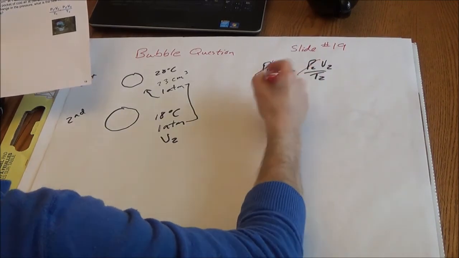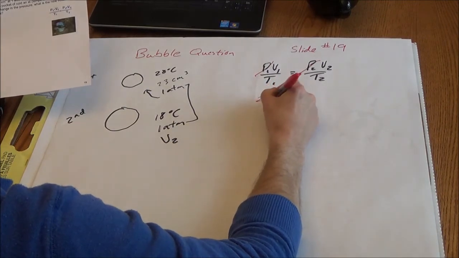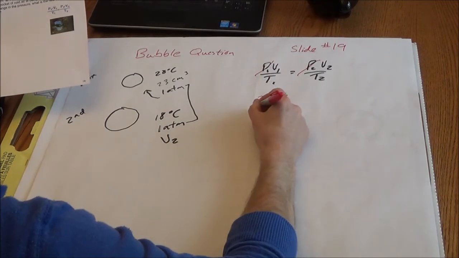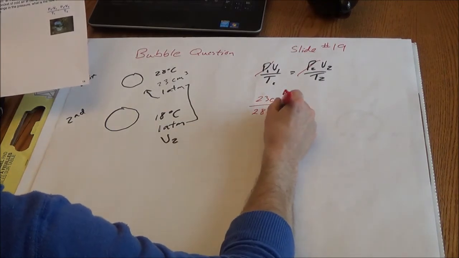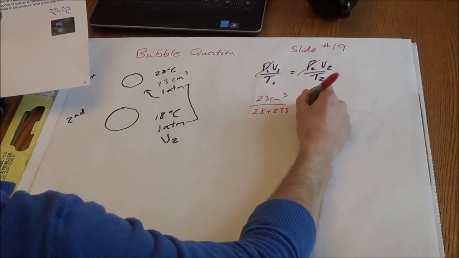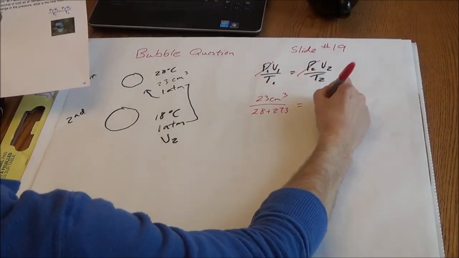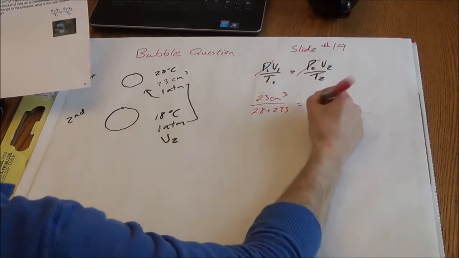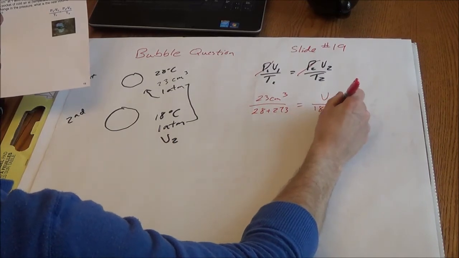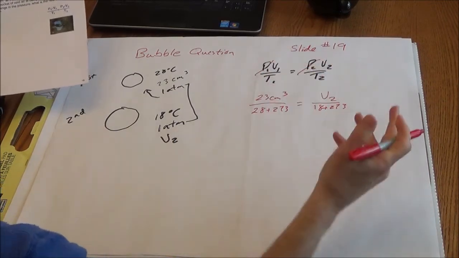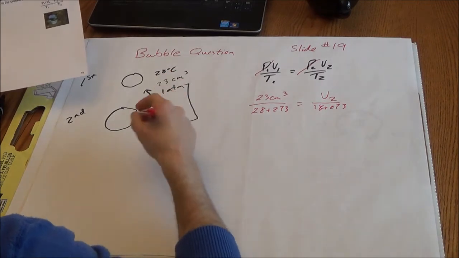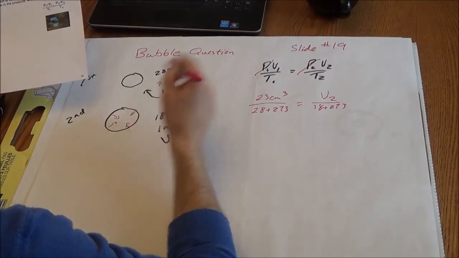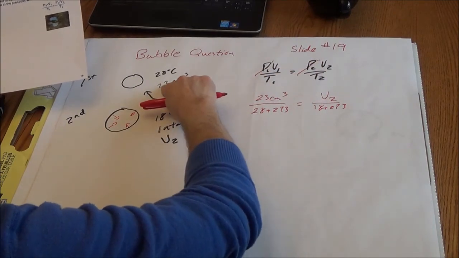What's my beginning volume? Well, that bubble was 23 centimeters cubed. What's my beginning temperature? Well, 28, 28 plus 273. Now we have to have that in Kelvin. What's my ending volume? That's what I'd like to know. Did the balloon get bigger or smaller? And my ending temperature is 18. Now we should know whether it got bigger or smaller. It got colder. Because it got colder, it actually should have shrank. So I should have drawn it smaller. So it should be smaller than 23.